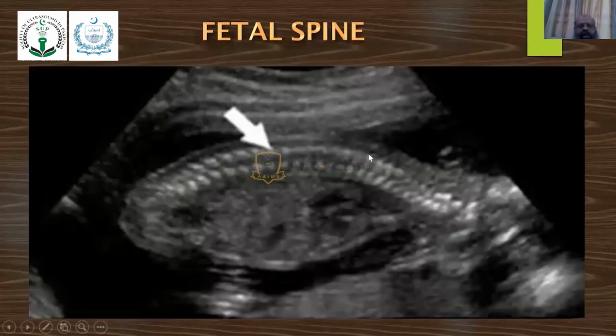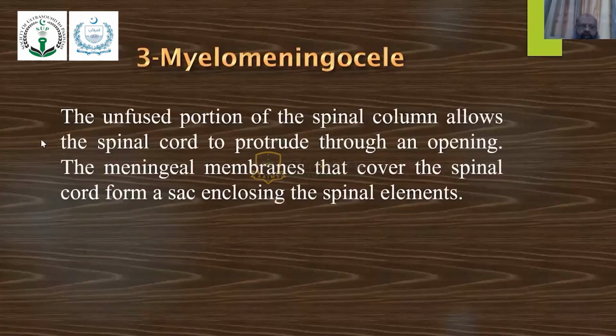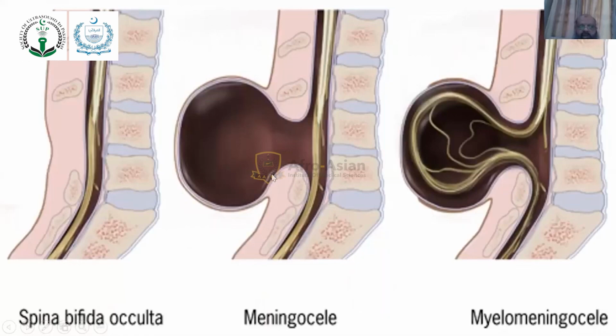In the spine, we have to see the spine longitudinally and then transversely at different levels, at least at 3 levels: at the cervical region, the thoracic, the dorsals and sacrals. We can have different types. This is a normal spine, the spina bifida occulta with meningocele and with meningomyelocele, in which the spinal tissues are also there. This is meningocele and meningomyelocele.